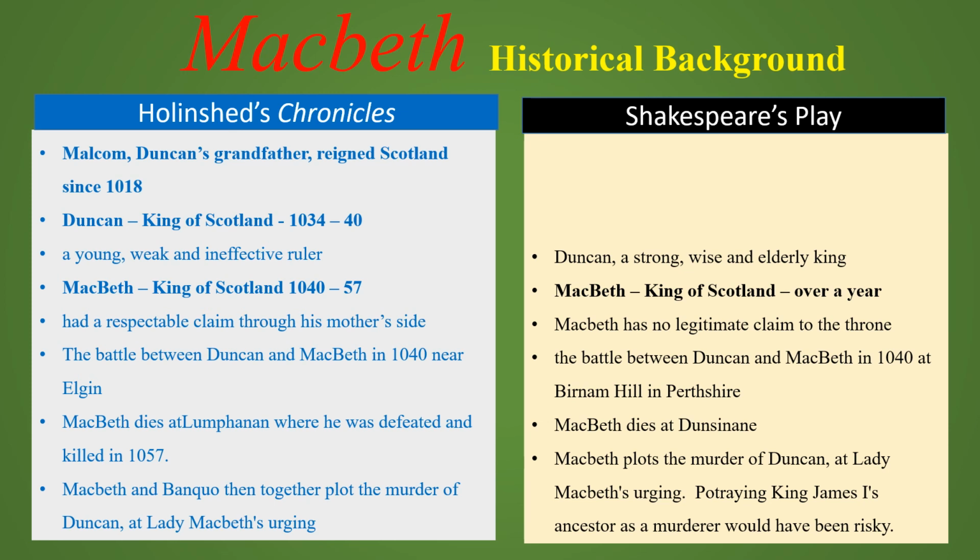The next battle, where Macbeth really fought, was near Elgin, but the final battle was fought near Burnham Hill in Berkshire. Malcolm defeated Duncan, and Macbeth dies at Lumphanan, where he was defeated and killed in 1057. But here we could find Macbeth dies at Dunsinane Hill, where there was a battle.